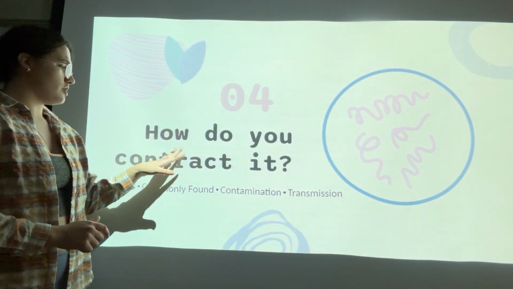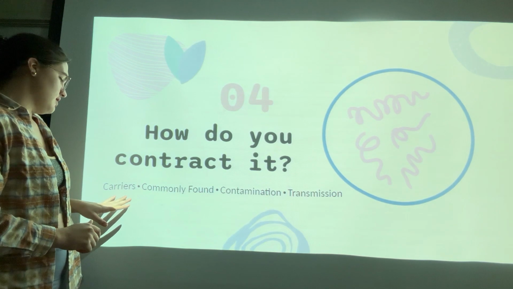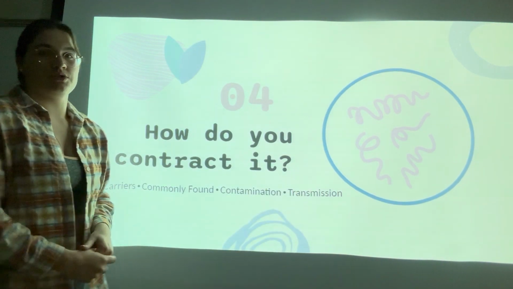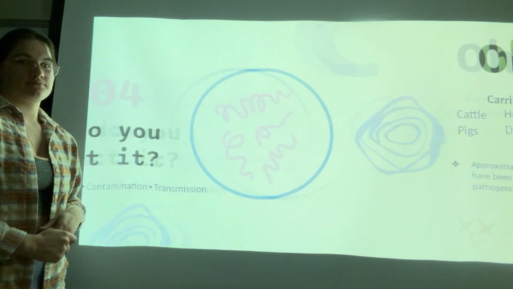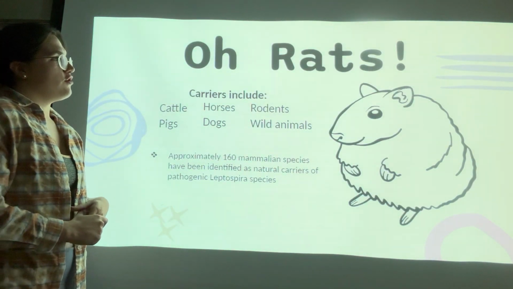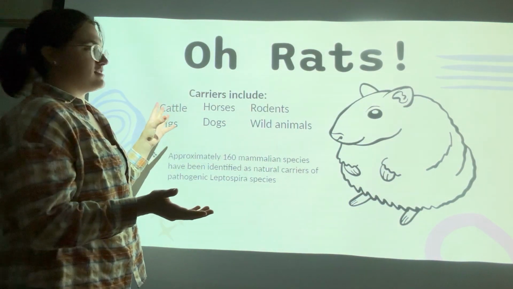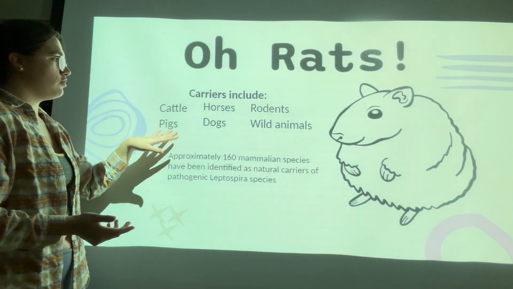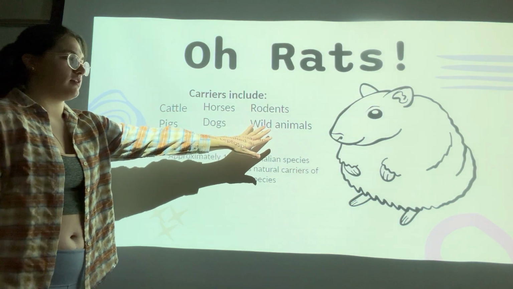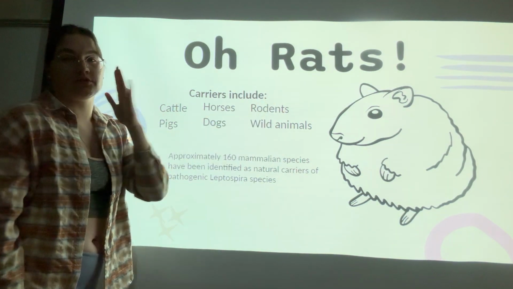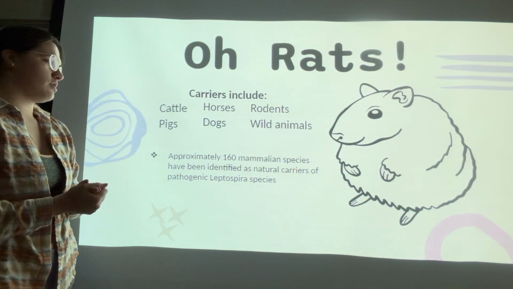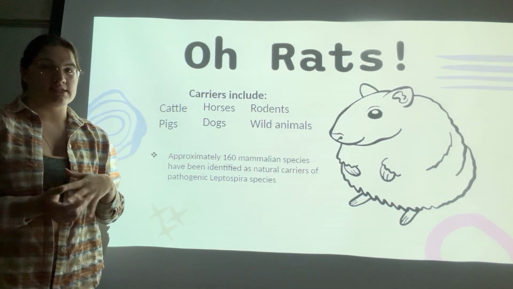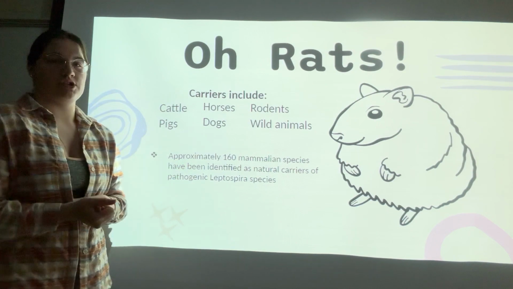So next we're just going to talk about how you would contract this. There's carriers commonly found, contamination, and how you would get it, the transmission. So obviously there's a whole bunch of rats on my slides, but why is this? So rats are carriers just like cattle, pigs, horses, dogs, and wild animals and other rodents would be. There's approximately 160 mammalian species that have been identified as natural carriers of the pathogen.